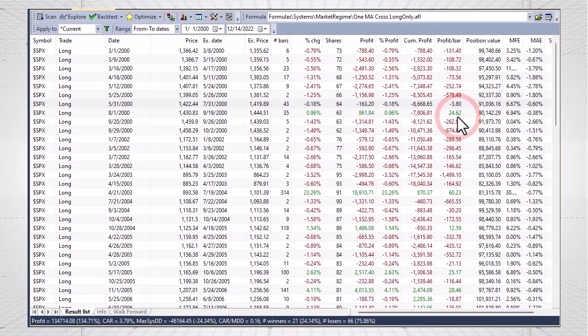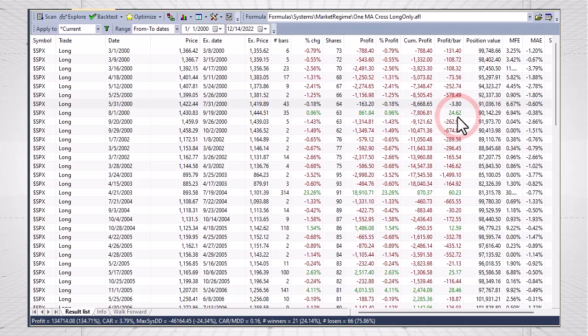So we never get a true idea of how a signal works unless we put some numbers behind the actual signals that we see. And to do that, we need to run some sort of a back test. And so I'm using AmiBroker software here to run some simple back tests.